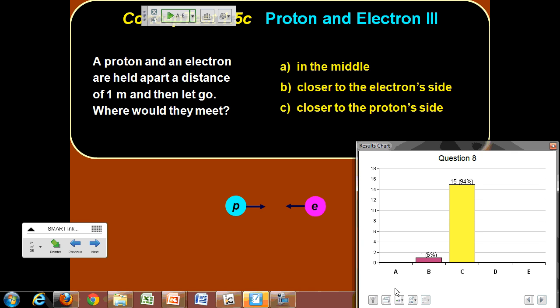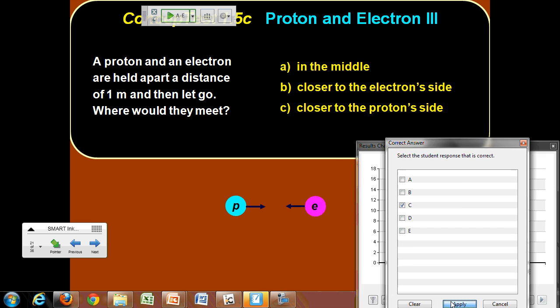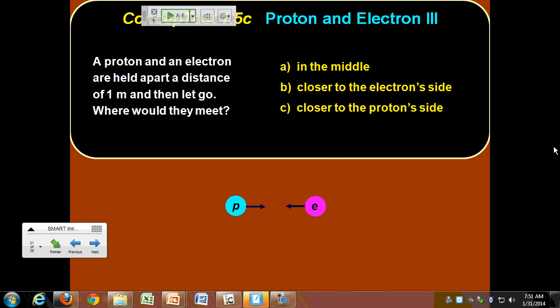C is right. The electron accelerates more quickly, so it gets over to the proton a lot faster.